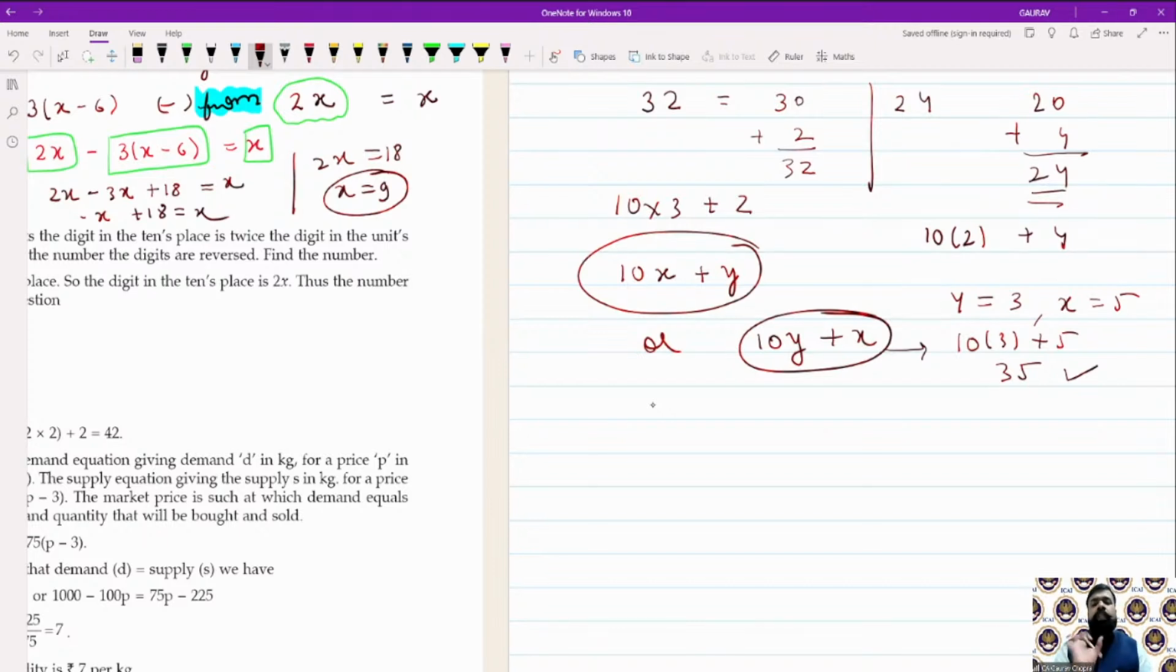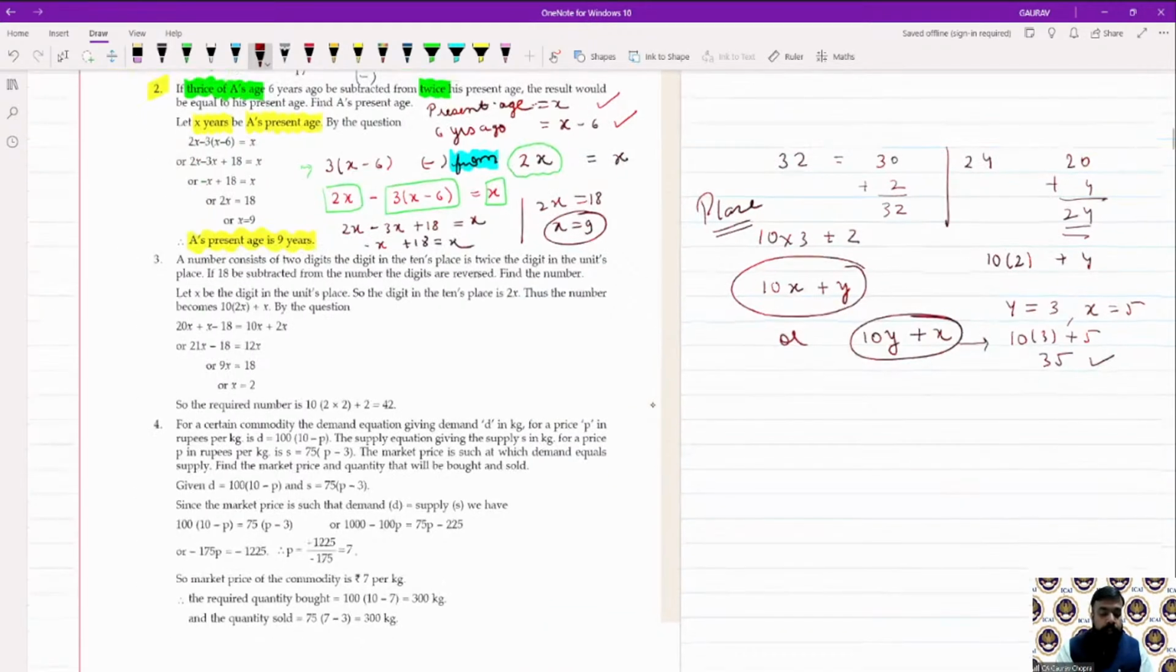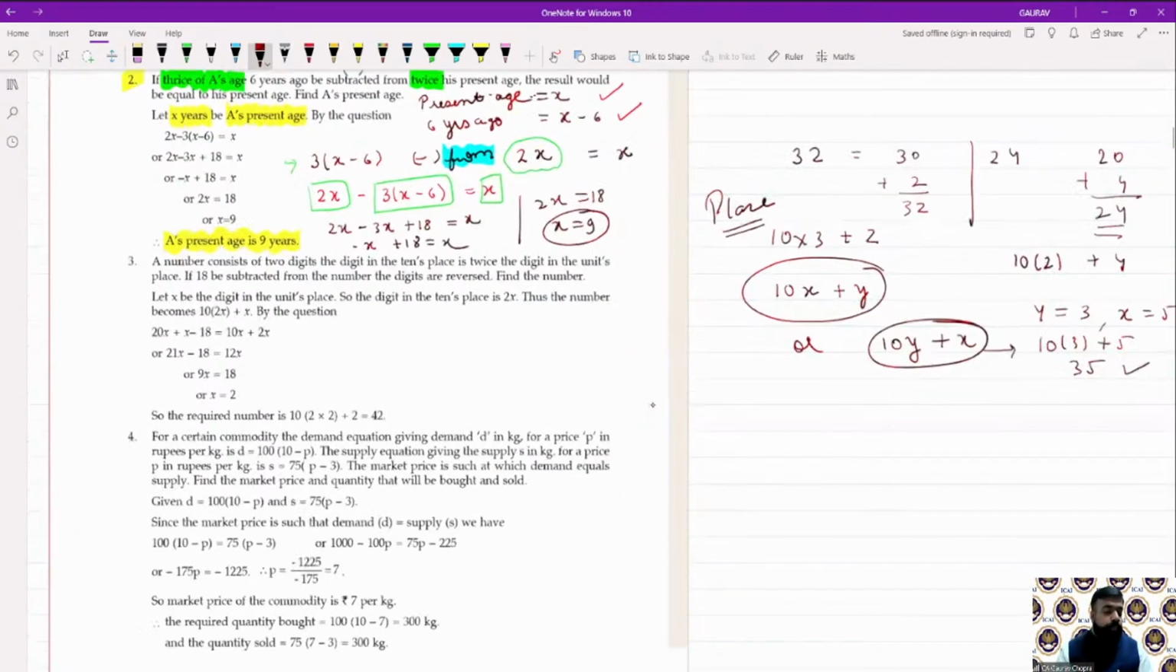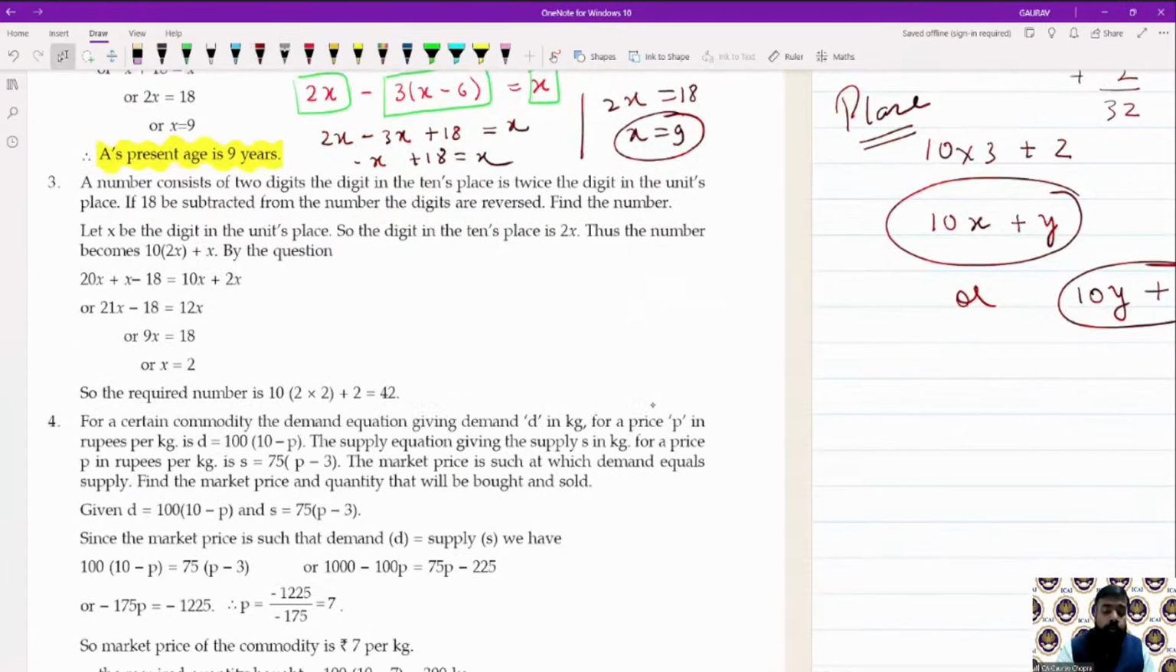All right. So this is the basic concept of place value, which you might have learned in your lower grades between 6 to 8. Now the same concept we are going to use here. A number consists of 2 digits. The digit in the tens place is twice the digit in the units place. It is double. If 18 is subtracted from the number, the digits are reversed. The digits are reversed, then find the number.